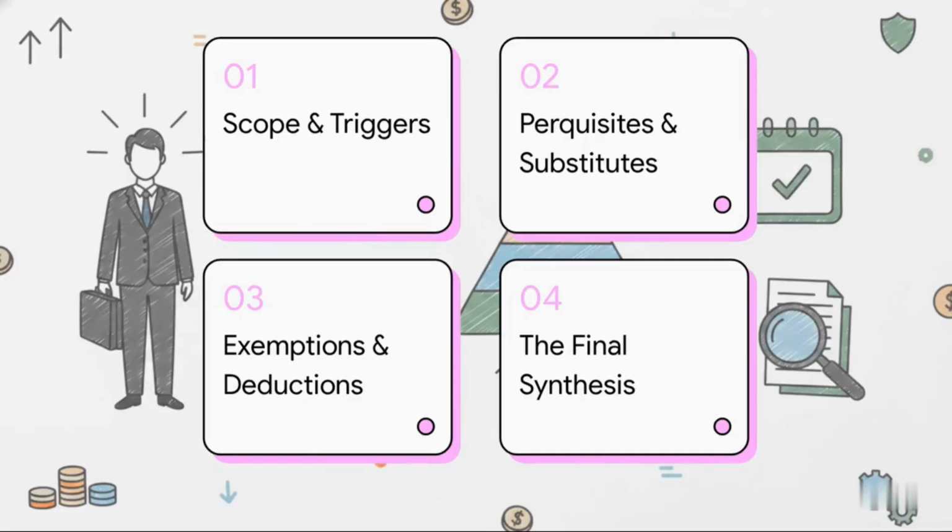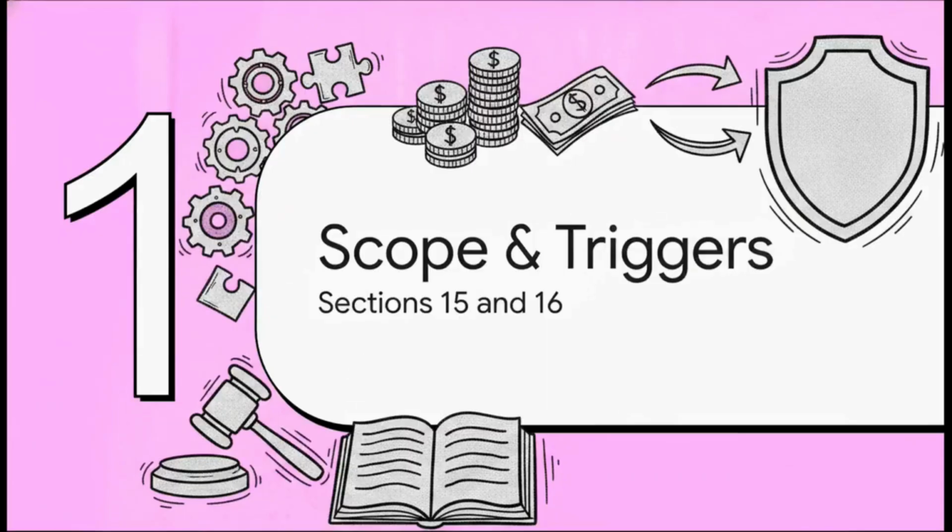We'll be covering 1. Scope and triggers, 2. Prerequisites and substitutes, 3. Exemptions and deductions, and finally, 4. The final synthesis. Starting off with Section 1, Scope and Triggers.